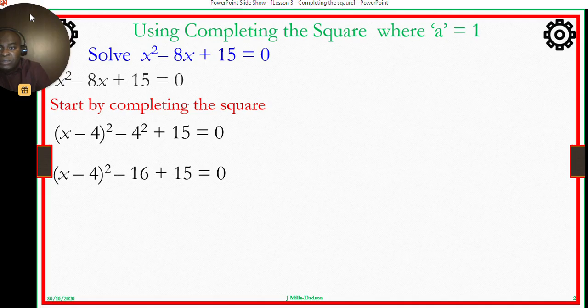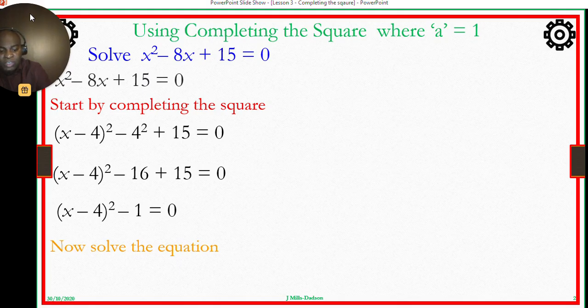4 squared is 16. So we have minus 16 plus 15. Work that out, and that gives you x minus 4 all squared minus 1, then equal to 0. That is the end of completing the square. We're now going to continue to solve the equation by adding 1 to both sides.